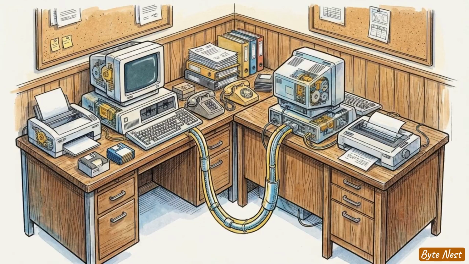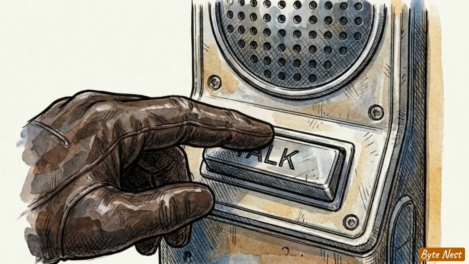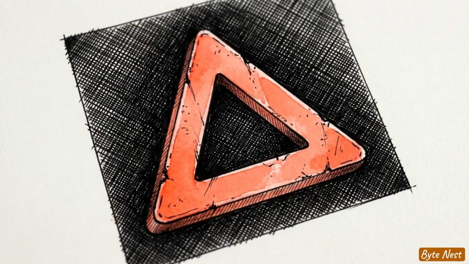ARP was designed decades ago for small, friendly networks. Because of that, the protocol was built on total trust. It has no way to verify if the person answering the intercom is actually who they say they are. What happens if someone decides to lie over the intercom?